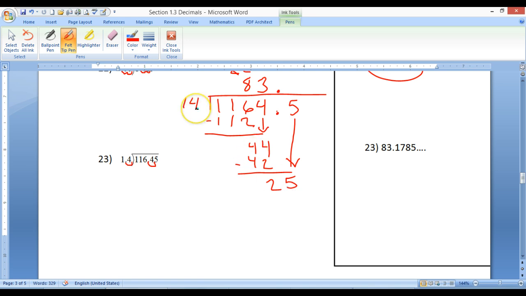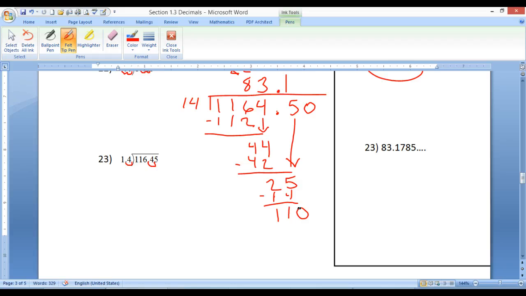Okay, 14 going into 25. It only goes in once. So 14, subtract. 5 minus 4 is 1. 2 minus 1 is 1. And I know 14 won't go into 11, so I need to tack on another 0 and bring it down. Okay, now I need 14 to go into 110.